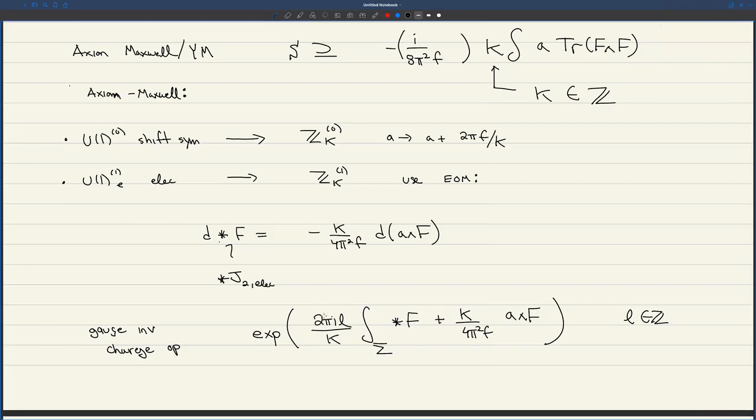So is this equivalent to saying that on the right-hand side of your d star F equation, if you integrate the right-hand side over a 3-torus, it's always quantized in integers modulo k?